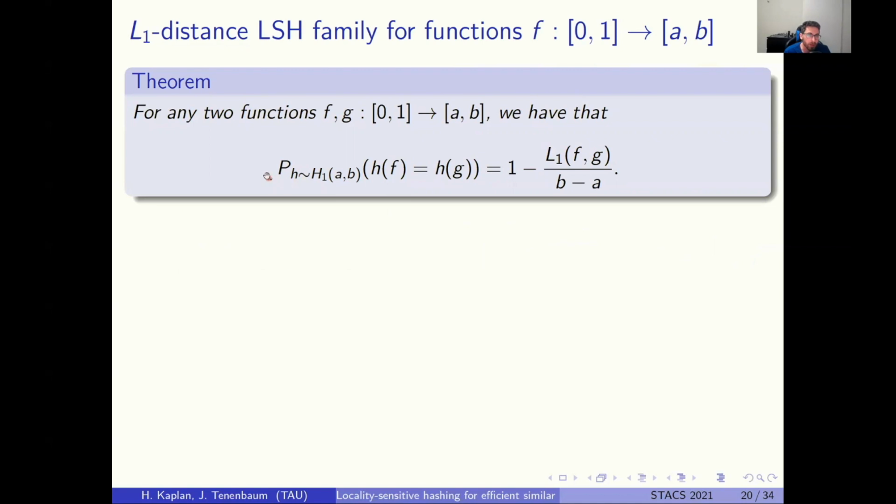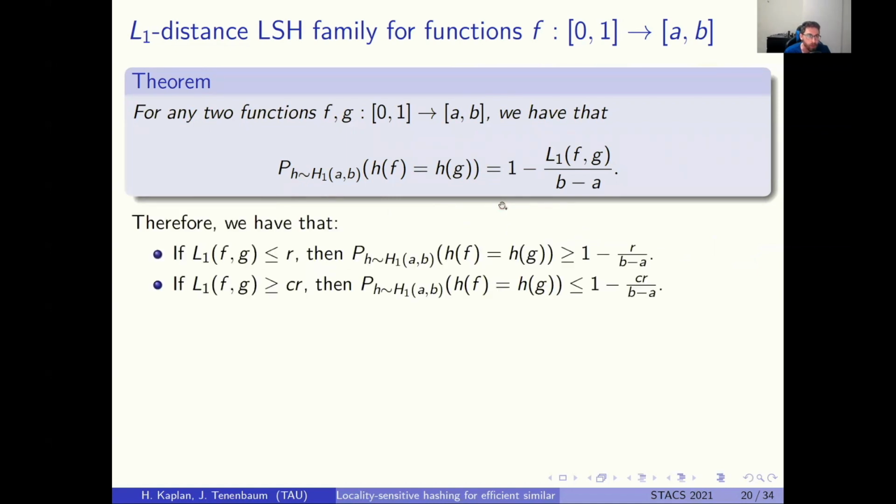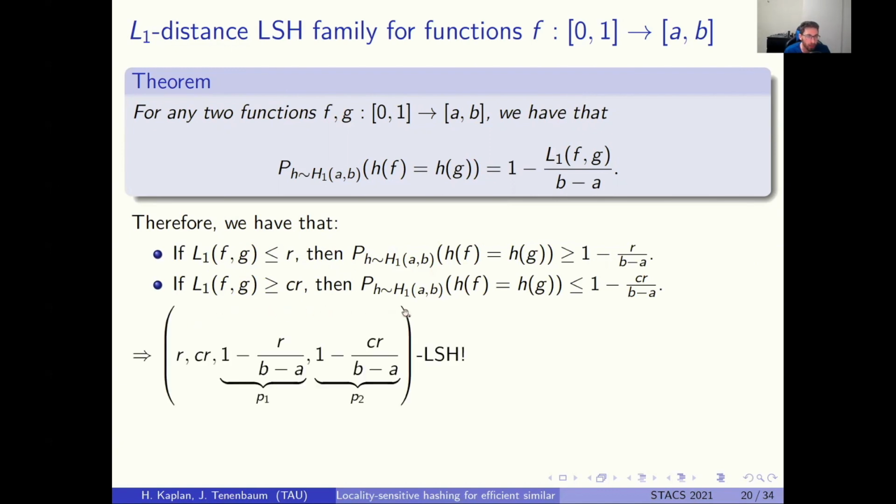Hence, for any 2 functions f and g, we can see that for the hash above, the probability of collision is 1 minus the L1 distance over B minus A. This means that any pair of functions which are near each other have a high collision probability, and any pair of functions which are far from each other have a low collision probability, which means that this is an LSH hash family.